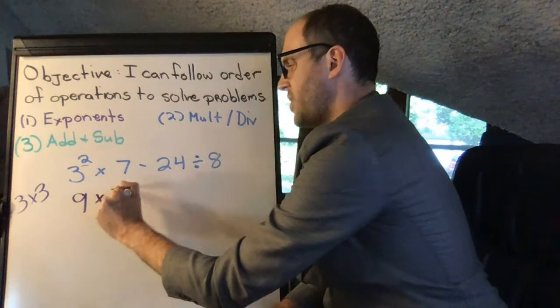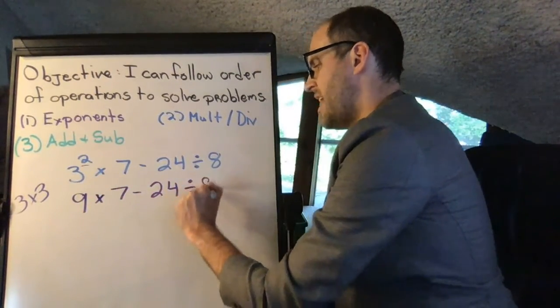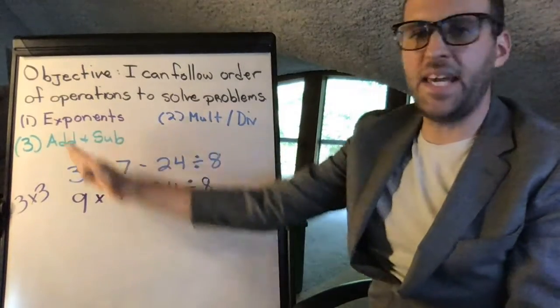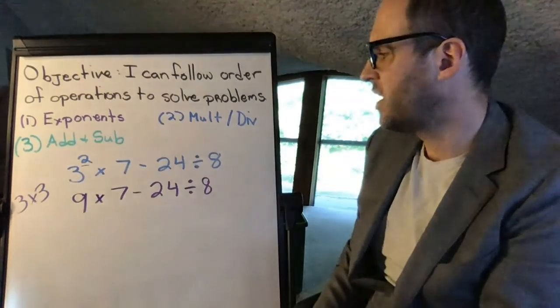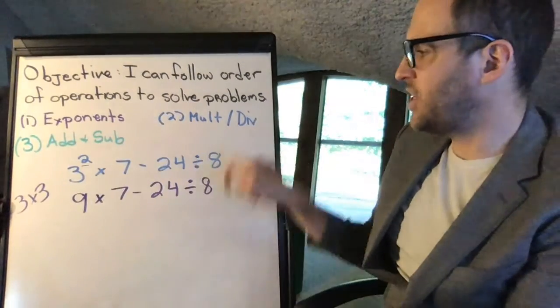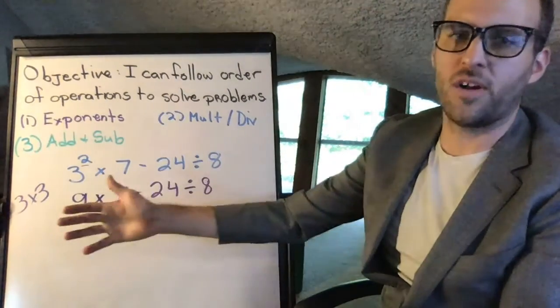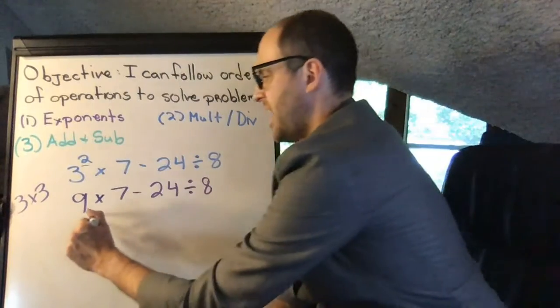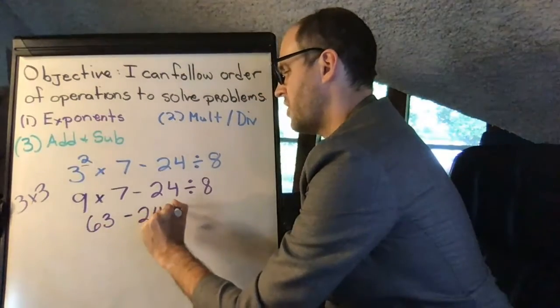You then write everything down the same way because you haven't used any of it yet, friends. And you leave it like this because we want our pizza, our triangle, to fit through all our work when we're done. Now we have to go to multiplication and division. I have a multiplication and a division sign. So working left to right, I have to do the 9 times 7 first, which is 63, minus 24 divided by 8.